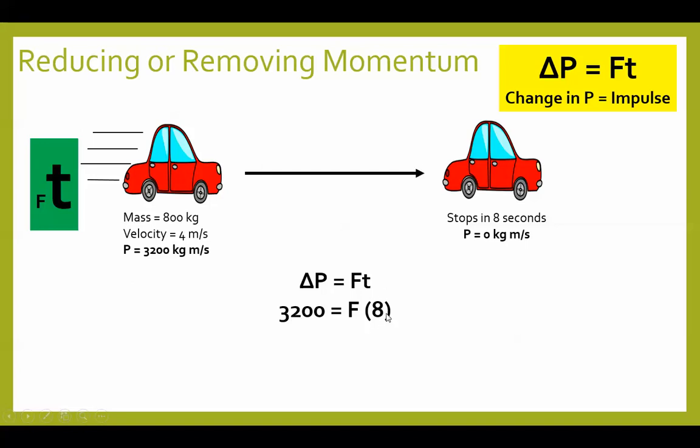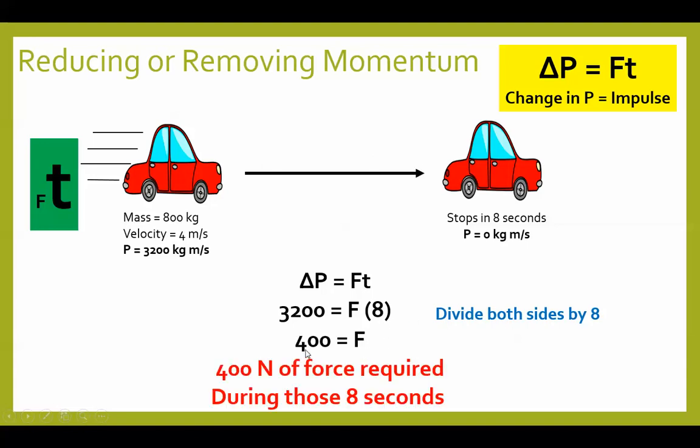Same as before, we have to divide both sides, but this time by 8. And when we divide that, we find out it takes 400 newtons of force in order to bring this car to a stop. Whereas before, it took way, way more than that. And it's because if we use 8 seconds instead of a half second, we can just push a little bit for each of those 8 seconds. Since we're spreading out the amount of force required, it takes us less force.